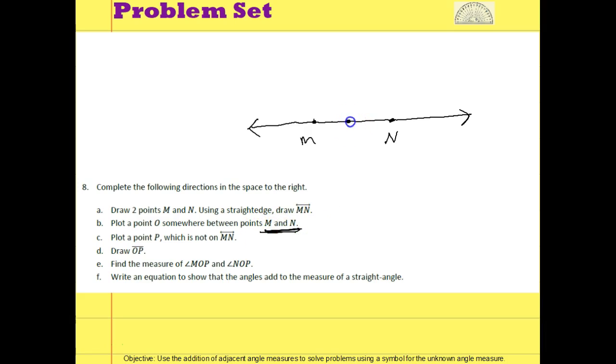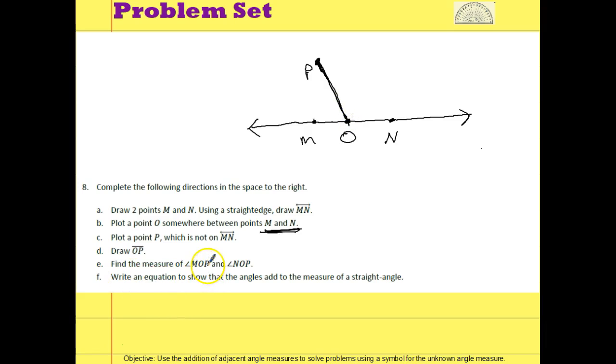Plot a point O somewhere between M and N. So here's O. Plot a point P, which is not on M and N. Oh, okay, so plot P. So I can just put P anywhere. I'm just going to put it up here. P, which is not on line MN. Draw OP, a line segment, not a line. So we're just going to draw from dot to dot right there.